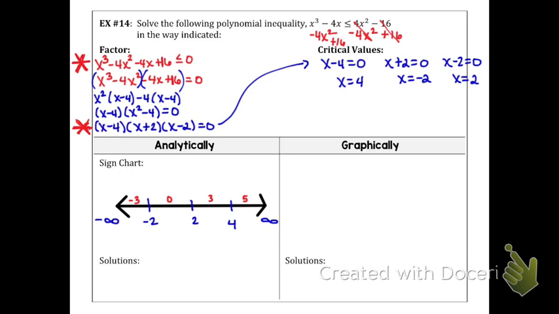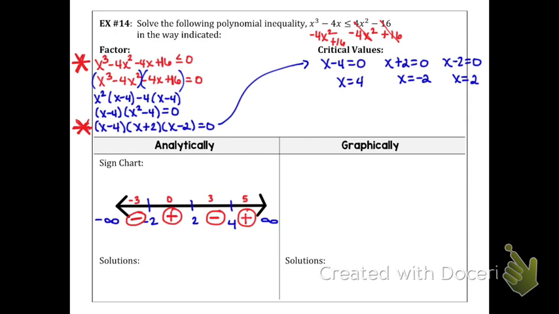So when I plug in the negative 3, we'll work it out, and I'm going to get a negative number. When I plug in 0, I'm actually going to get positive 16. When I plug in 3, I'm going to get a negative number. And when I plug in the 5, I'm going to get a positive number. And if you need to pause this video to plug them in and check it, do so. Make sure.